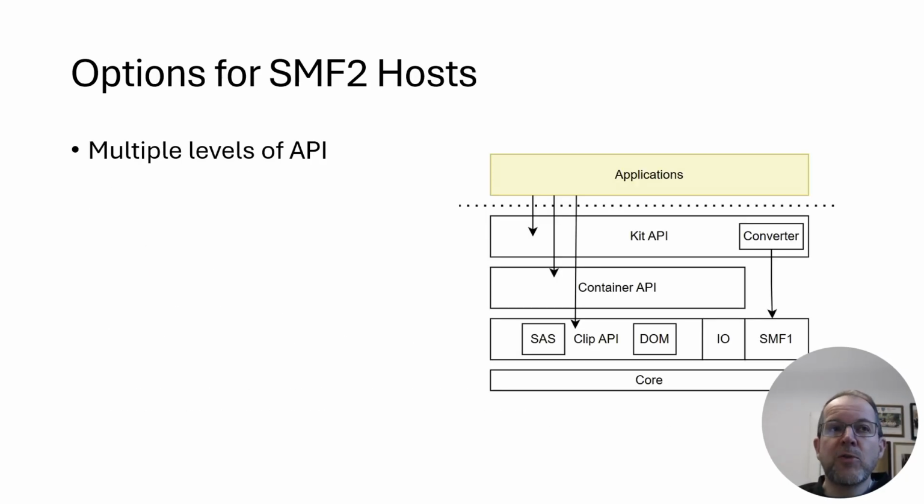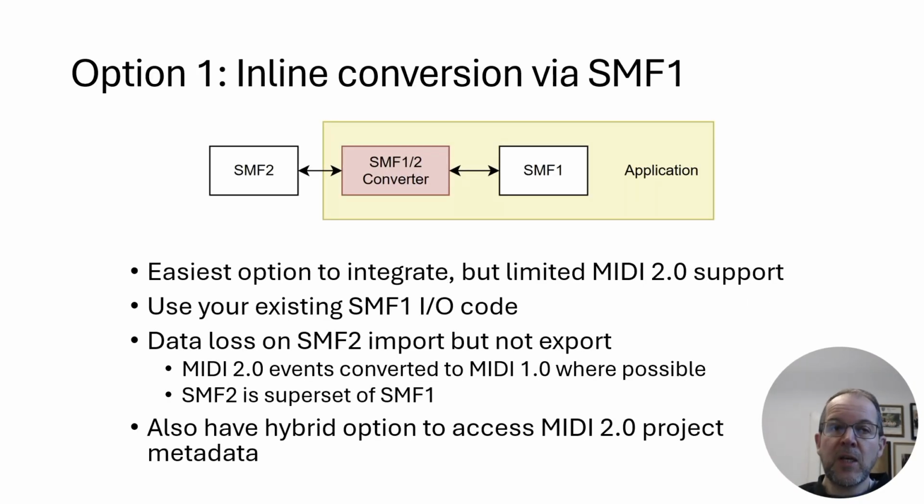So as a host application developer, you've got several options in terms of how you use the library, because there are multiple levels of API that provide low-level and high-level access to the library. So the simplest option is to do an inline conversion to SMF1.